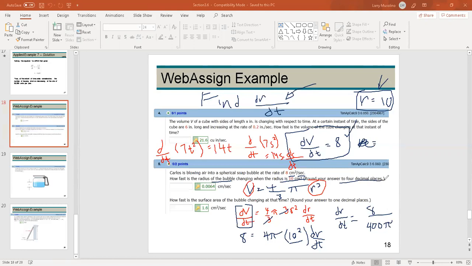All right, let's go to part B of this question. I'm going to let you try part B, but I'm going to give you a starting point. Part B says, how fast is the surface area changing at that time? So at the same time, how fast is the surface area changing?